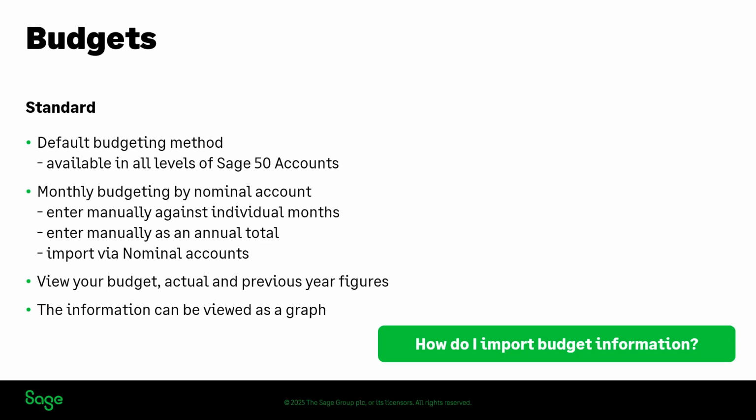The other option for entering it as well is you can import it via the nominal accounts import option, which you would find via the file import option. But again, you'll see that one in the demonstration today as well. I think people overlook that, thinking, well, you can't import budgets purely because it's in nominal accounts, and people are generally a bit worried about doing that. But it can be a quick way of getting your budgets into the software.